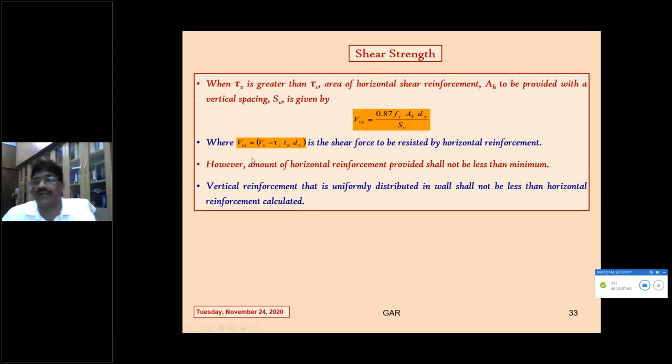The shear force to be resisted with shear reinforcement is the shear force from the calculation minus the capacity of the wall. That is the remaining amount of reinforcement we have to distribute in the horizontal direction. The amount of horizontal reinforcement should not be less than the minimum 0.25%, and the vertical reinforcement should not be less than the horizontal reinforcement. These are some of the guidelines for you to design the shear wall. From your analysis, you will know the bending moment and shear force, but these are the core provisions one has to follow.